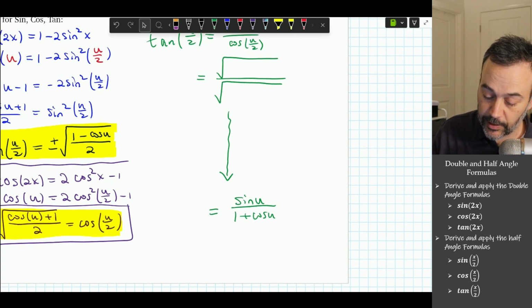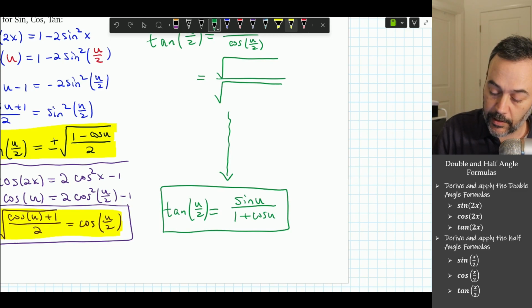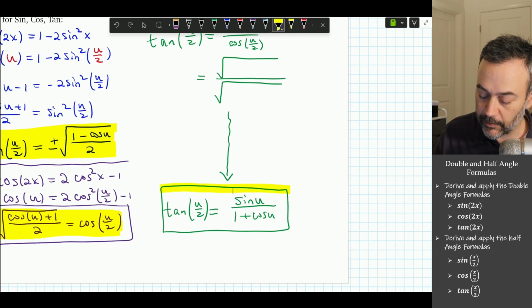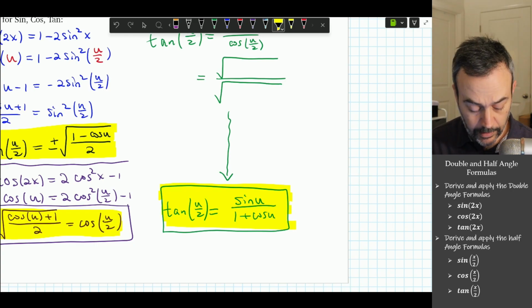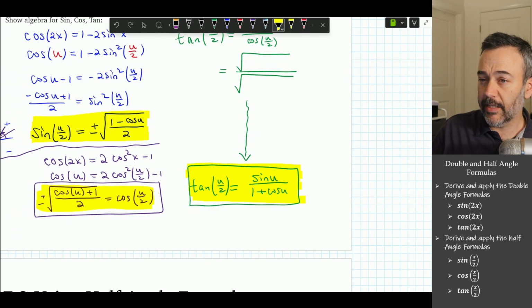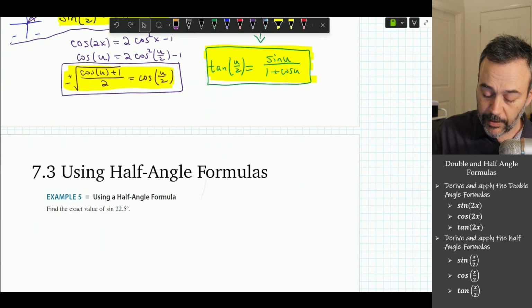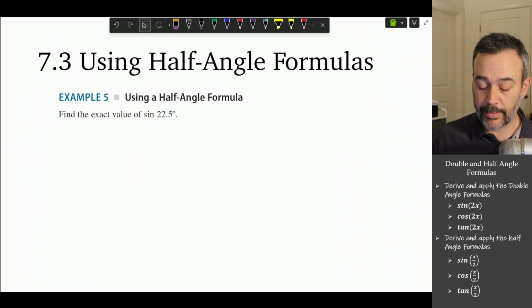Just to shorten this video and not make it too long, I'm going to do this. So we've got our formula for the tangent of u over 2. And that is that. So tangent of u over 2 is written in terms of sine and cosine. And how do we use the half angle formulas? Well, here's a pretty basic example.